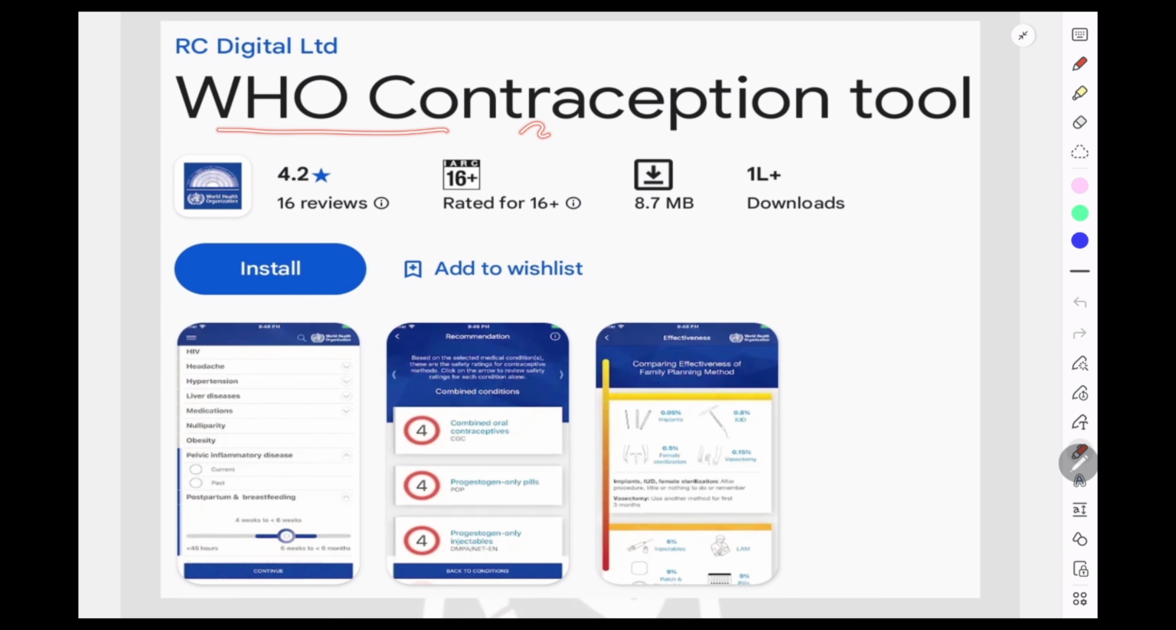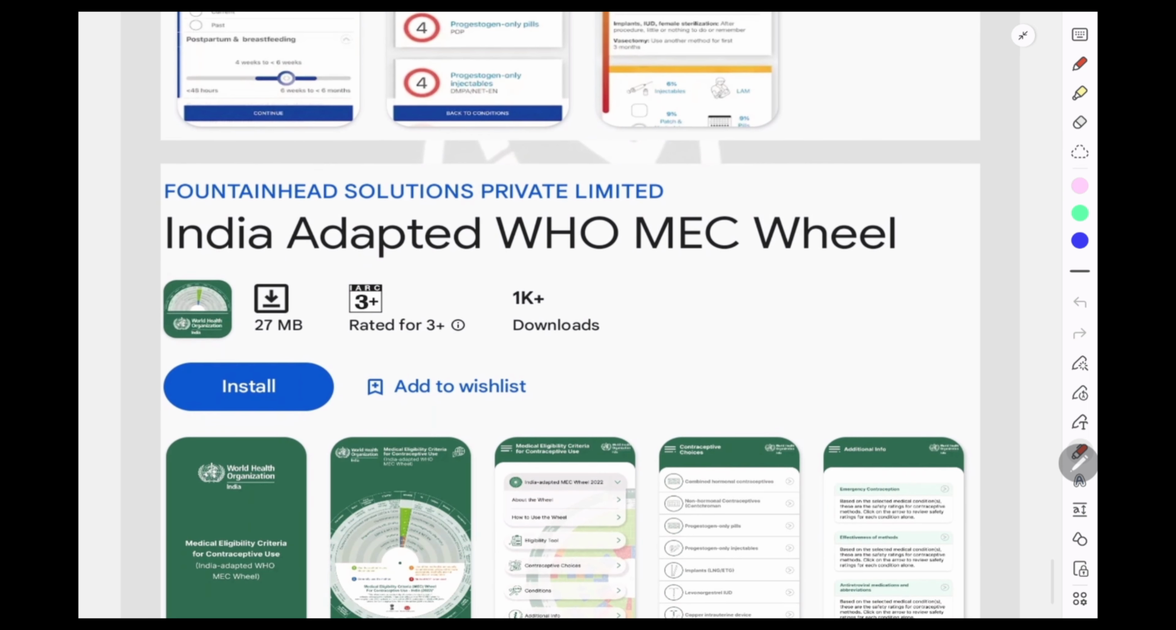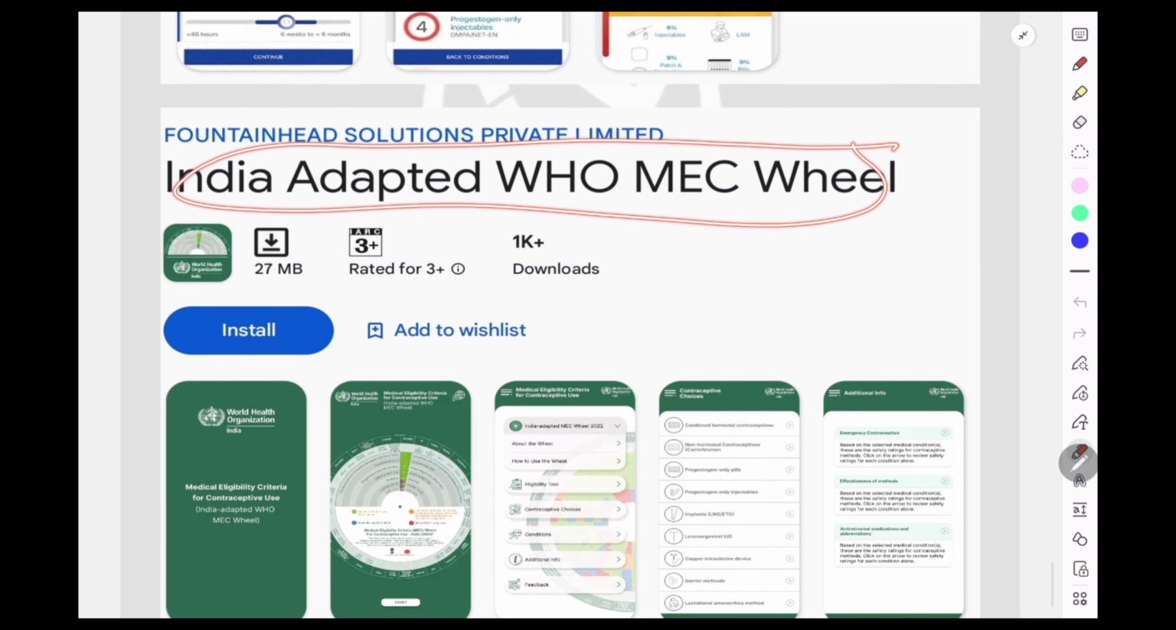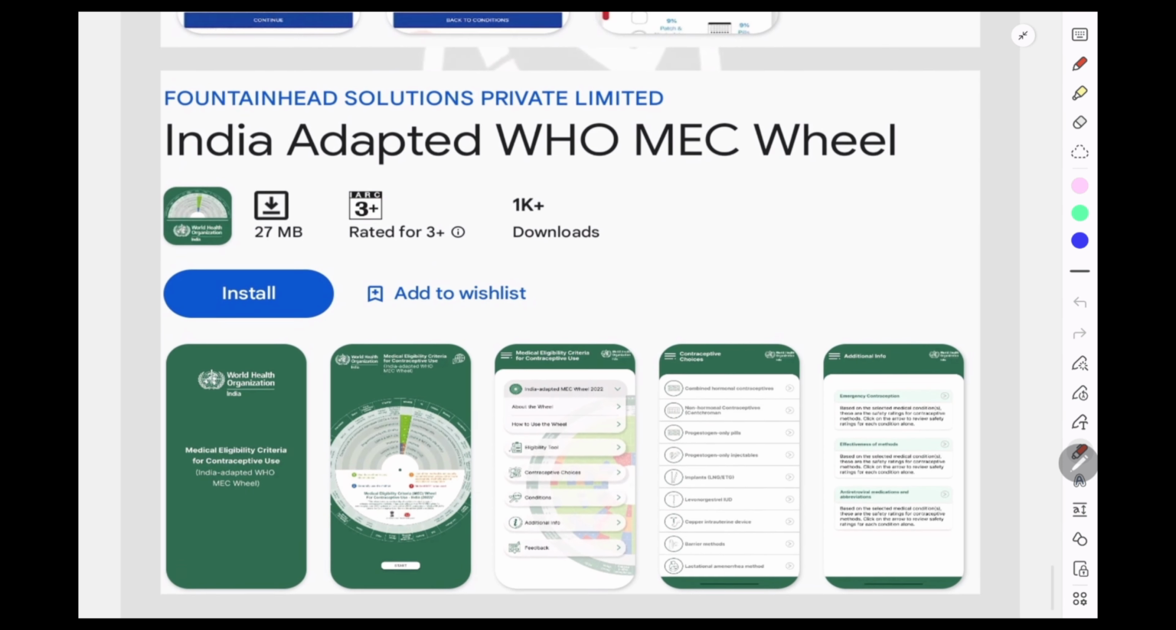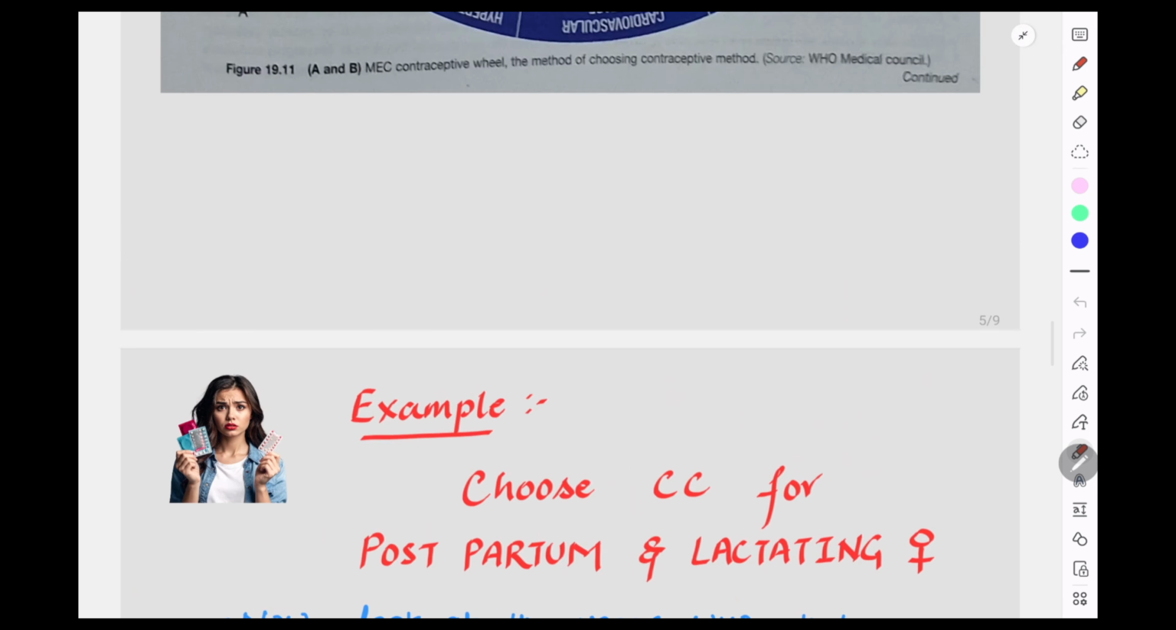The first one is the WHO contraceptive tool. You can find this in the Play Store, and this is the India adapted WHO MEC. All these things you can find in the Play Store. So this was all about the selection of the best contraceptives.